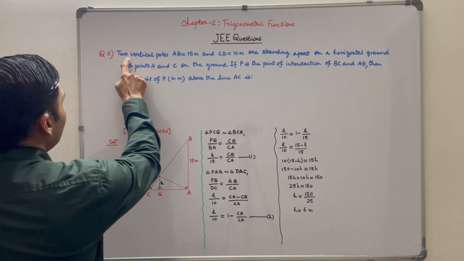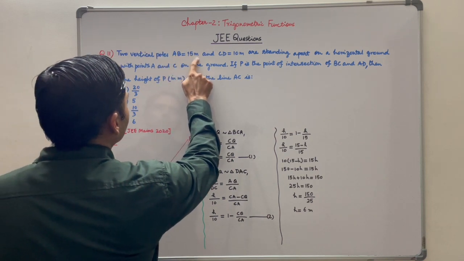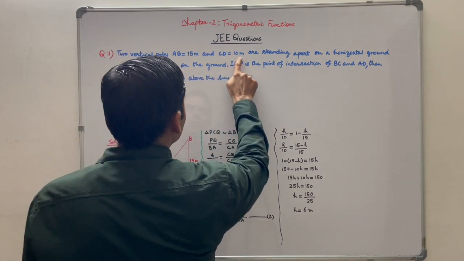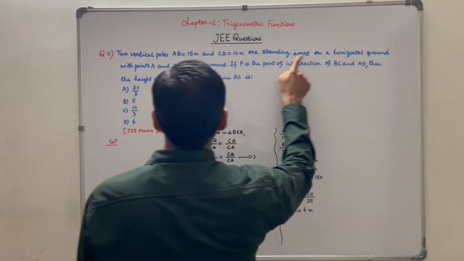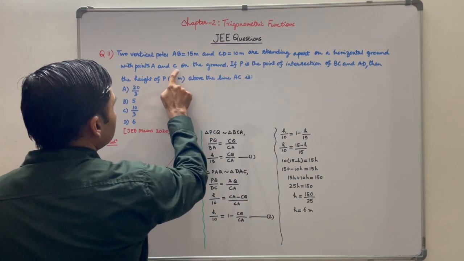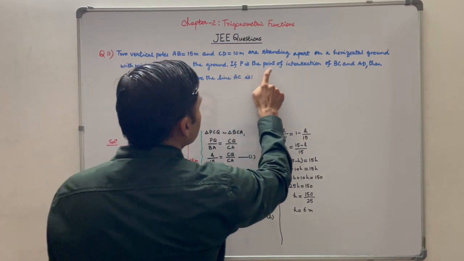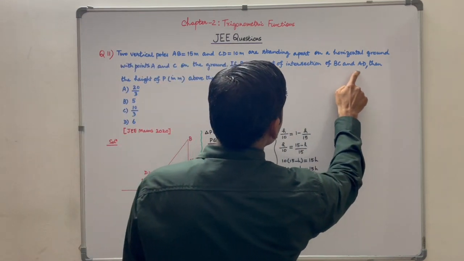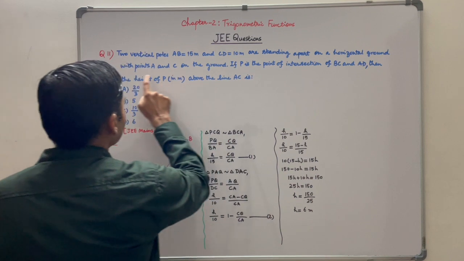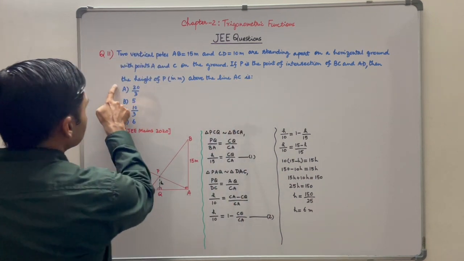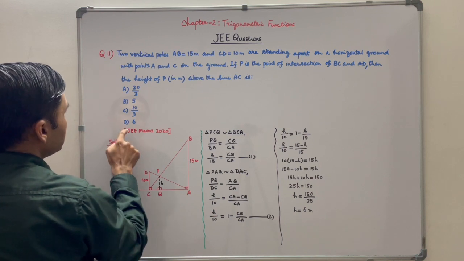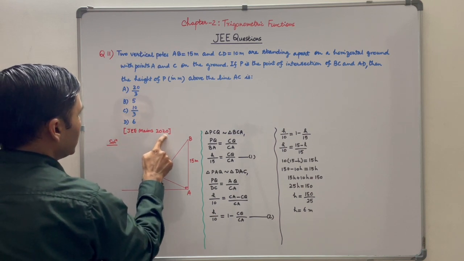11th question. Two vertical poles AB equal to 15 meter and CD equal to 10 meter are standing apart on a horizontal ground with points A and C on the ground. If P is the point of intersection of BC and AD, then the height of P in meter above the line AC is. These are the options given. This question appeared in JEE Mains 2020.